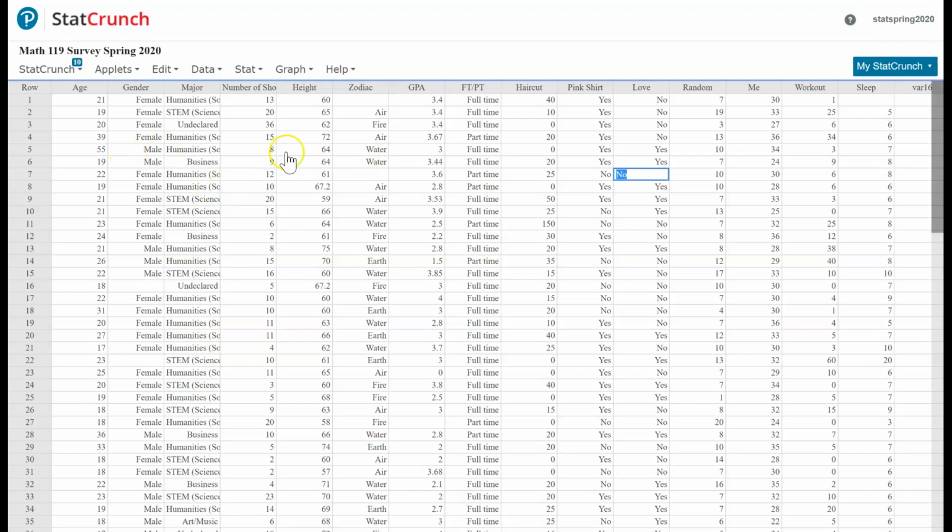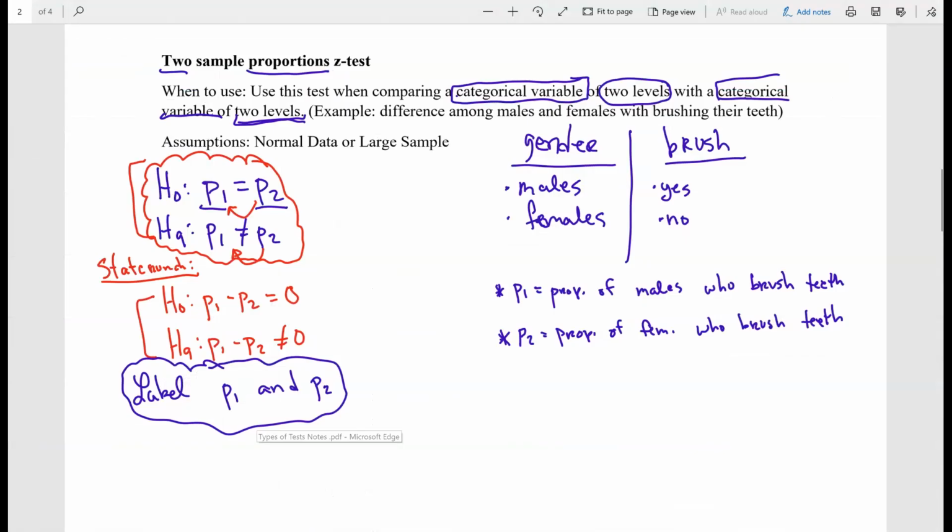So now what we want to be able to do is the 2 proportion z test, because there's 2 levels, and then there's 2 proportions, 2 categorical variables. Okay, so the first thing to do is to set up your null and alternative.